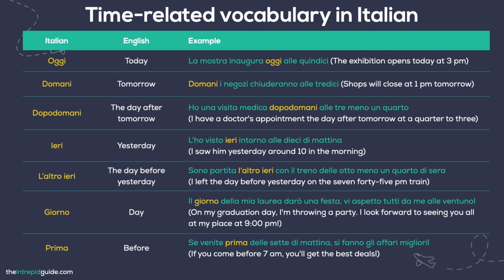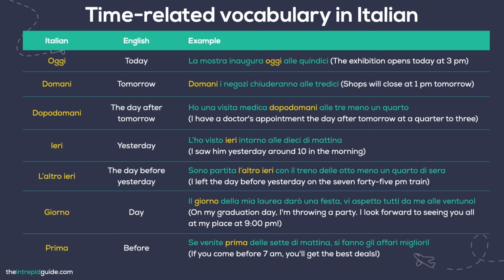Ieri. Yesterday. L'ho visto ieri intorno alle 10 di mattina. I saw him yesterday around 10 in the morning. L'altro ieri. The day before yesterday. Sono partita l'altro ieri con il treno delle 8:15 di sera. I left the day before yesterday on the 7:45 p.m. train. Giorno. Day. Il giorno della mia laurea darò una festa. Vi aspetto tutti da me alle 21. On my graduation day, I'm throwing a party. I look forward to seeing you all at my place at 9 p.m.